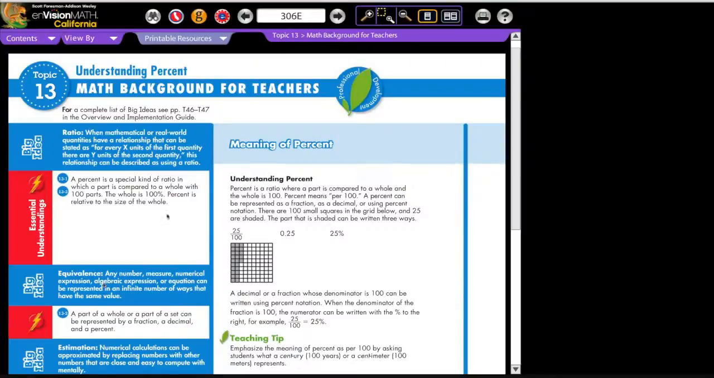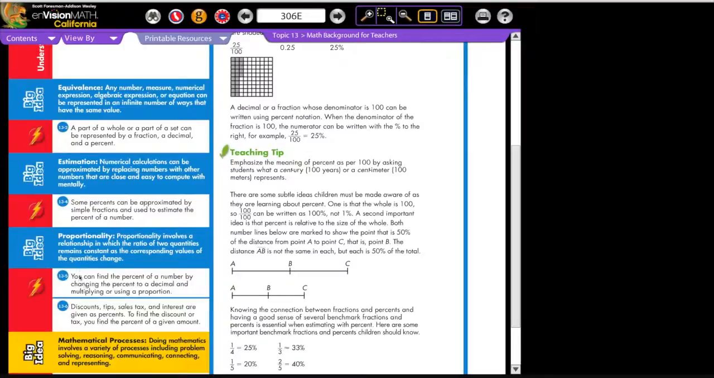And then each one of those big ideas, each one of the essential understandings, relates back to the big idea. And you can see that this week we're actually getting into 13.4, 13.5, and 13.6, and we're talking about proportionality. Here it talks about proportionality, that it involves a relationship in which the ratio of two quantities remains constant as the corresponding values of the quantities change. So when you're looking at solving percent of a number, or you're looking at tax and tip, we're going to be using this idea of proportionality to help our students move along.